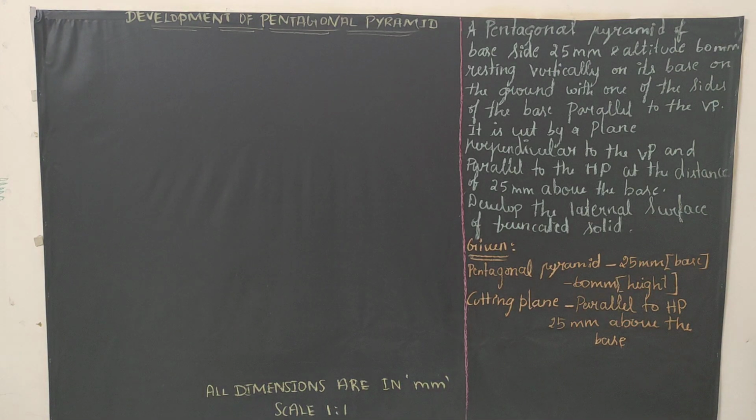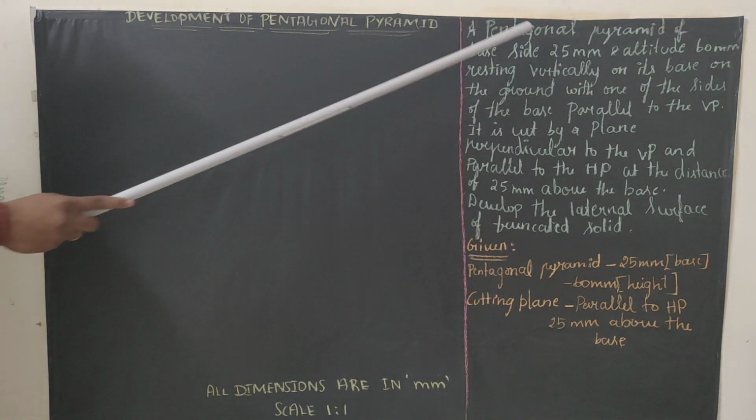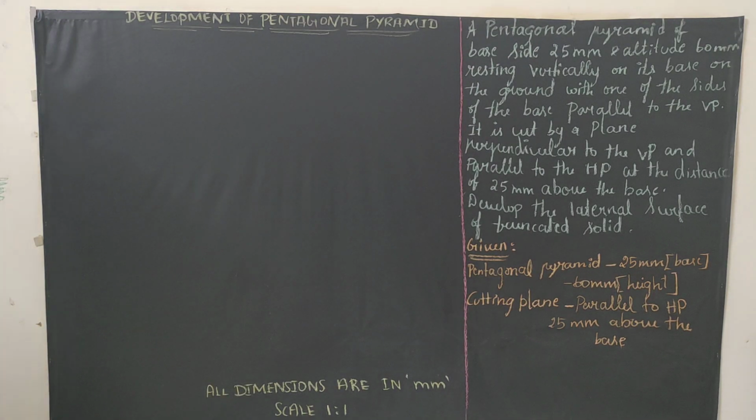So what solid did they give us? The solid is a pentagonal pyramid, of base side 25 mm and altitude 60 mm. A solid pentagonal pyramid means the base diagram will be a pentagon. So the base side is 25 mm and the altitude is 60 mm, so the height of the axis is 60 mm.